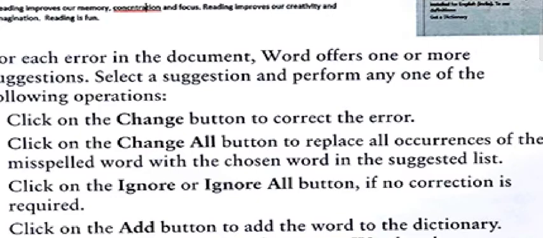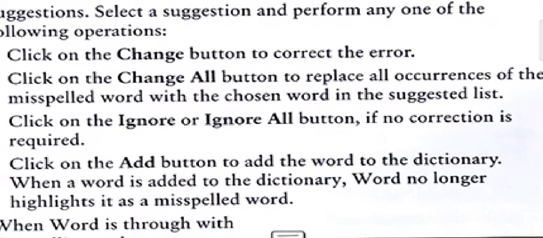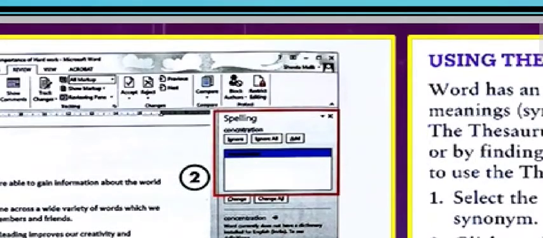Next, click on the ignore or ignore all button if no correction is required. Click on the add button to add the word to the dictionary. Here you can see the third button is add. If you want to add any type of word to the dictionary, then click on the add button. When a word is added to the dictionary, Word no longer highlights it as a misspelled word.